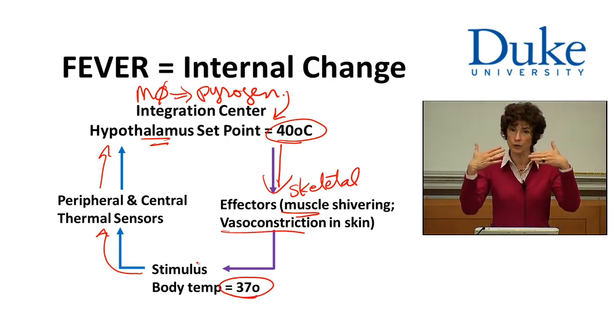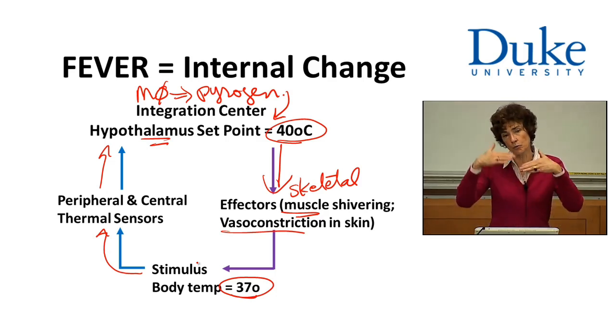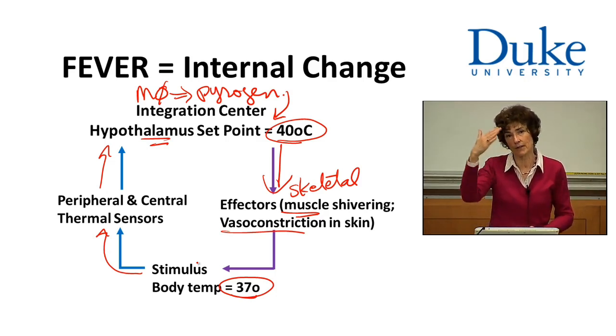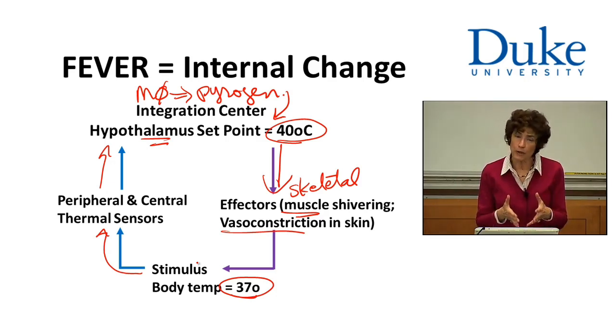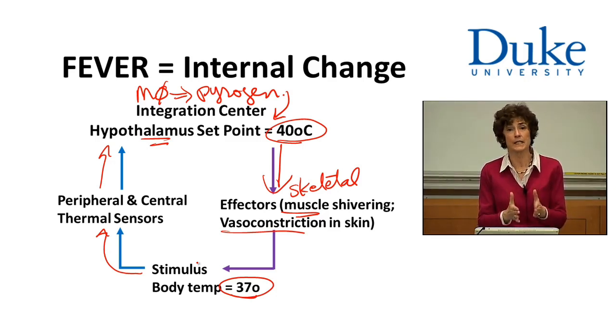The body starts to warm, and as the body starts to warm, it is moving from 37 to 40 degrees. It's exactly the same reaction that we had when we were going outside in the cold. The body is responding in exactly the same way. The difference here is that the set point has been reset.